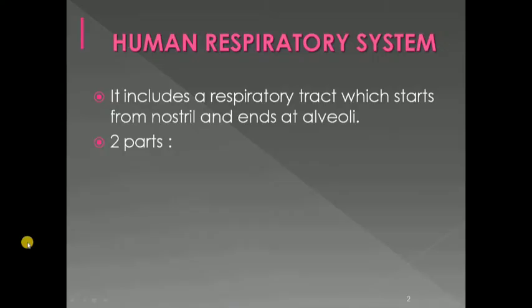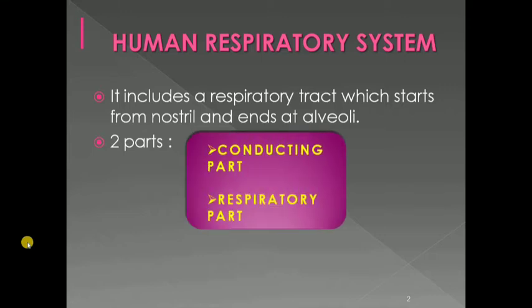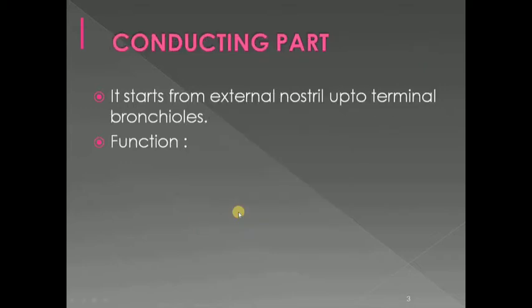Human respiratory system. It includes a respiratory tract which starts from the nostril and ends at the alveoli. It is divided into two parts, the conducting part and the respiratory part. The conducting part starts from the external nostril and extends up to the terminal bronchiole.